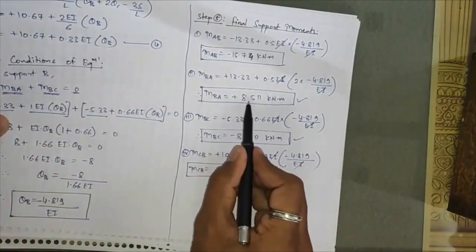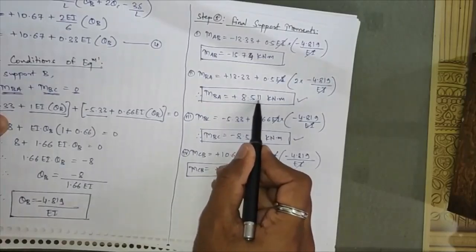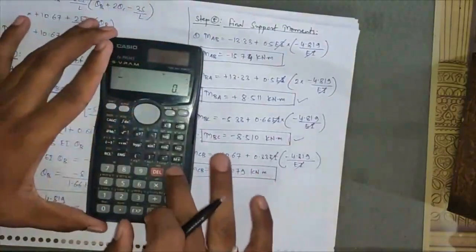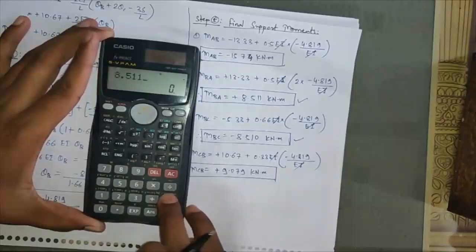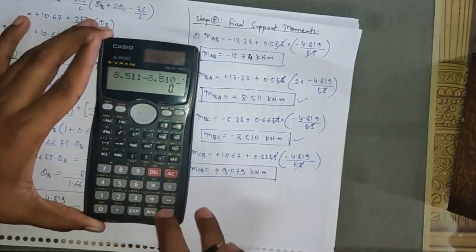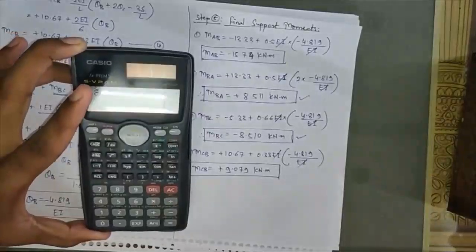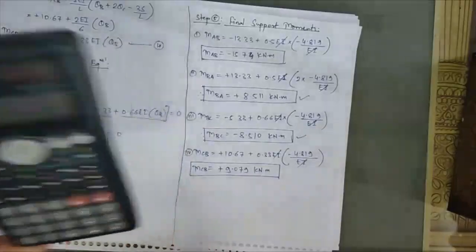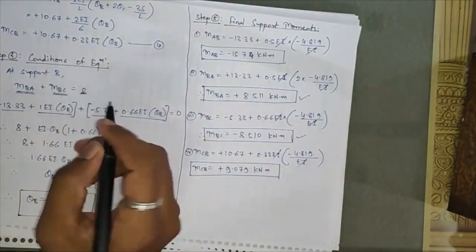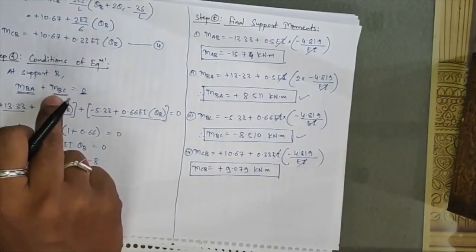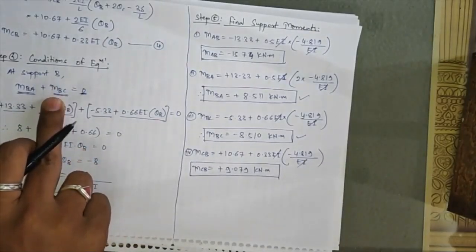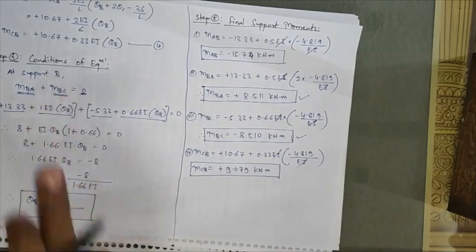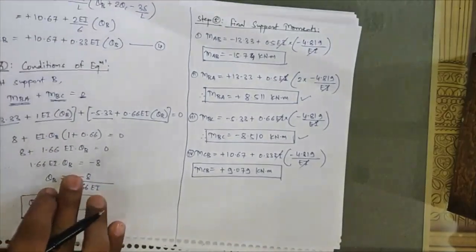We'll see. MBA you are getting 8.511 positive, MBC you are getting 8.510. So I'll add those two values, that is 8.511 minus 8.510. So almost 1 into 10 raised to minus 3, that is 0.0001. That is almost equal to 0. That means our equation of condition of equilibrium is also getting satisfied completely here. So you can apply this as a check for your numerical. Okay, so our first part is completed here.